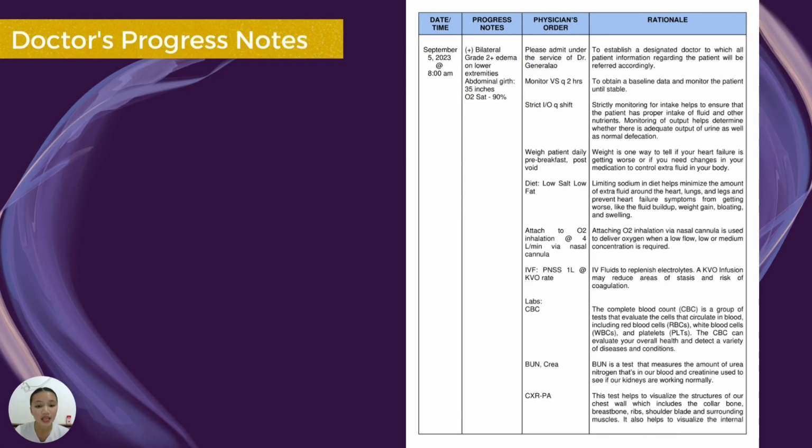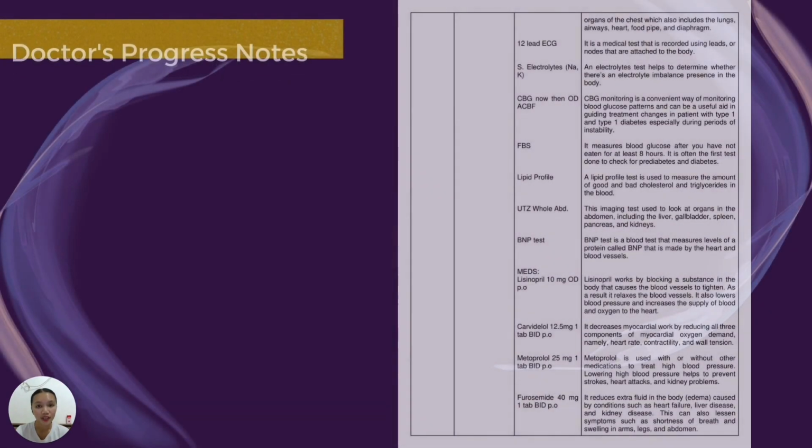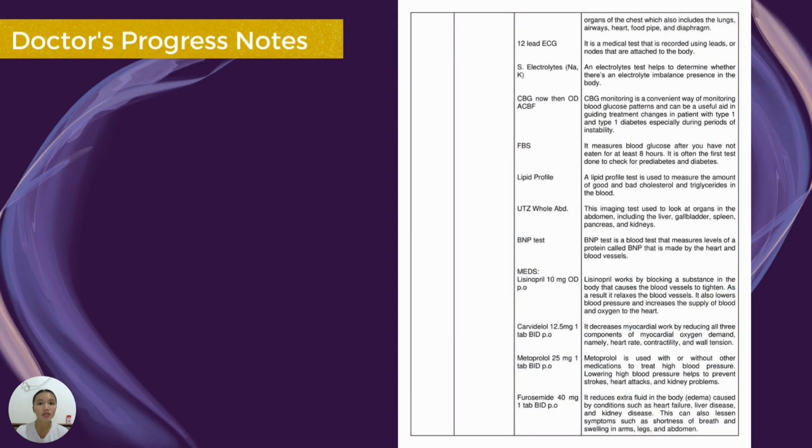Now for the CXRPA, or chest X-ray posterior anterior, this test will help to visualize the structures of our chest walls, which will include the collarbone, the breastbone, the ribs, the shoulder blade, and the surrounding muscles of the chest wall. It also helps to visualize the internal organs of the chest, which also includes the lungs, the airways, heart, food pipe, and the diaphragm.